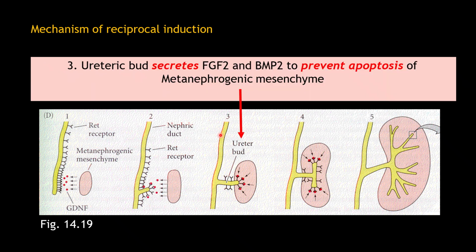So now we're in this third step, and as you can see here, the ureteric bud attaches here. And what it's going to do is, do you remember that there was apoptosis here before? To prevent the apoptosis, this ureteric bud is going to secrete FGF2 and BMP2 to prevent apoptosis from the metanephrogenic mesenchyme.